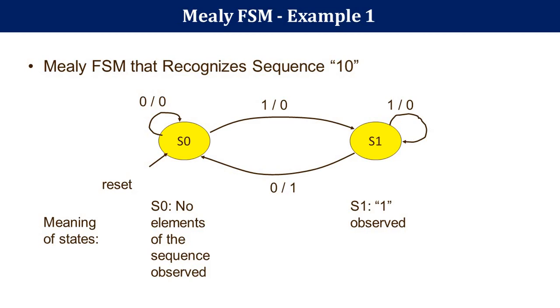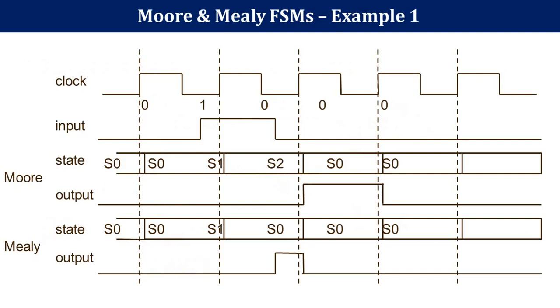And when it is in the state S1, if a one appears again in the sequence, then it will wait in the same state till the next 0 appears. At that time the output is 0. Hence the Mealy FSM requires a smaller number of states compared to the Moore FSM.